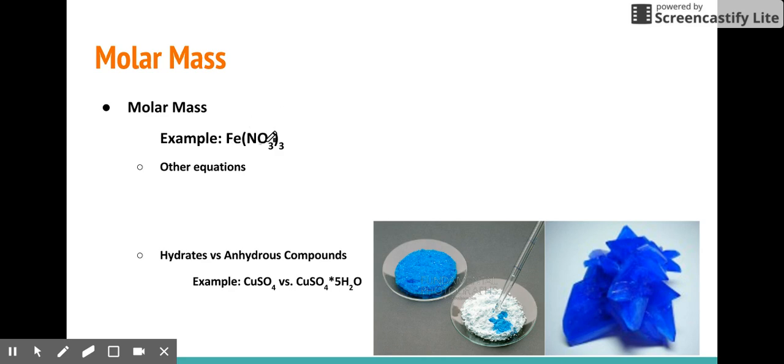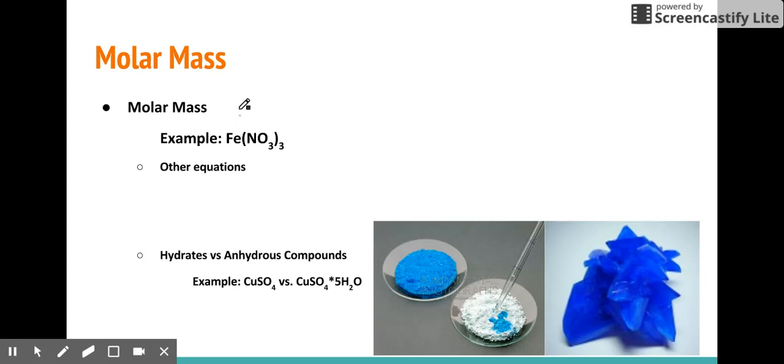What I have here at the beginning is an example. We have iron 3 nitrate, that is our compound, and we want to take its molar mass so we can use that for dimensional analysis. When we are doing that, all we have to do is look up these individual elements on the periodic table and add those values up. If you look on your periodic table, iron has a molar mass of 55.85.